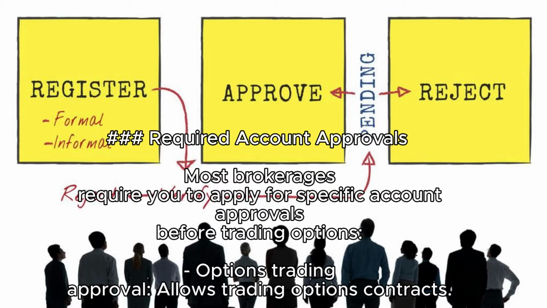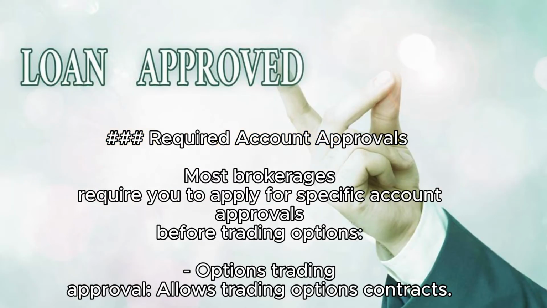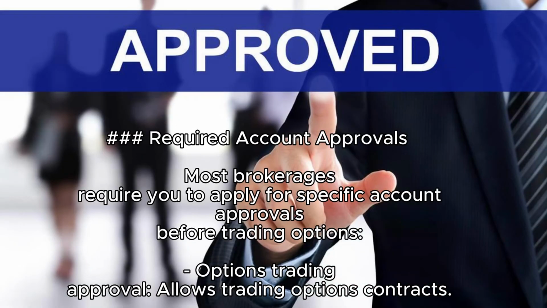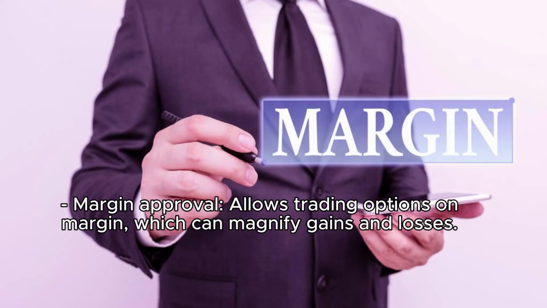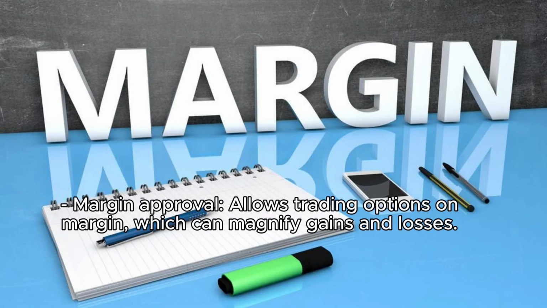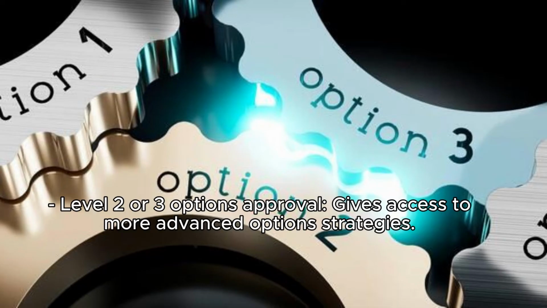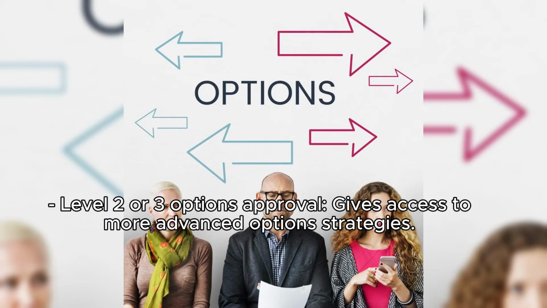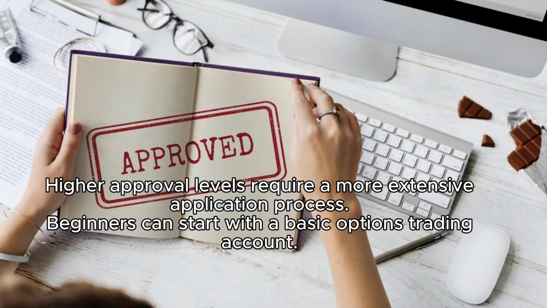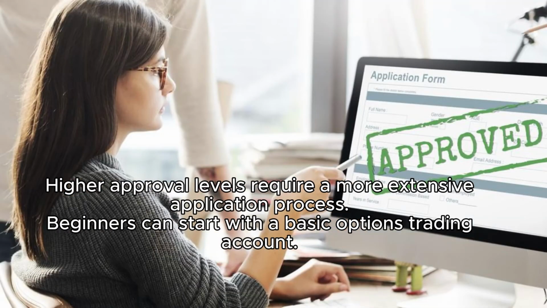Required account approvals. Most brokerages require you to apply for specific account approvals before trading options. Options trading approval allows trading options contracts. Margin approval allows trading options on margin, which can magnify gains and losses. Level 2 or 3 options approval gives access to more advanced options strategies. Higher approval levels require a more extensive application process. Beginners can start with a basic options trading account.